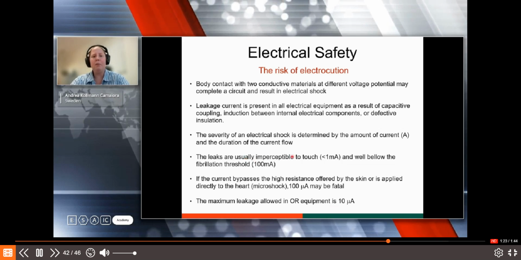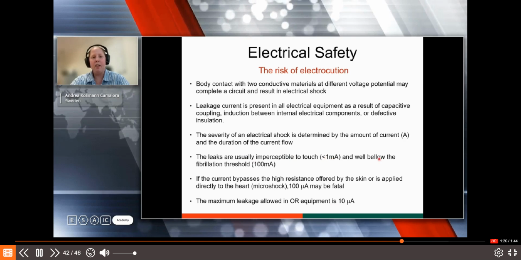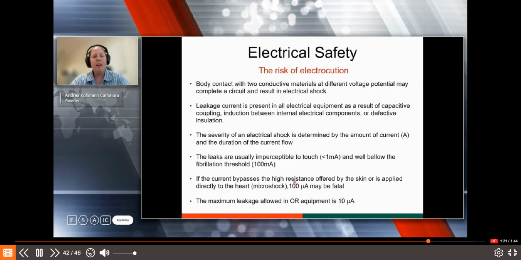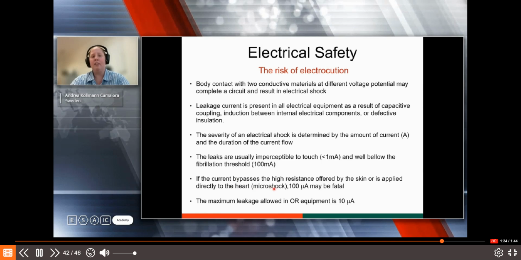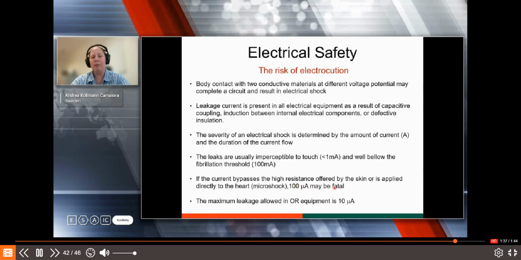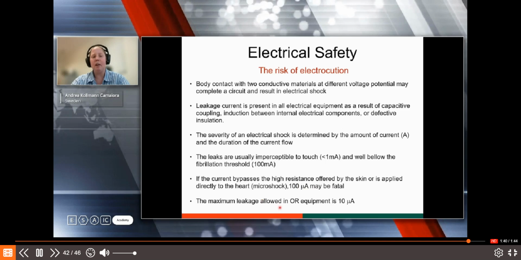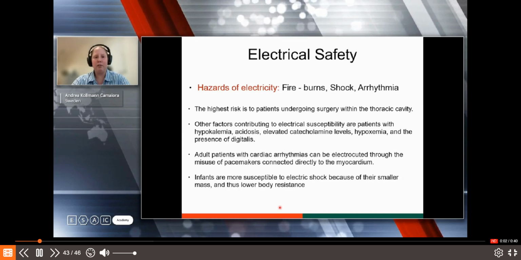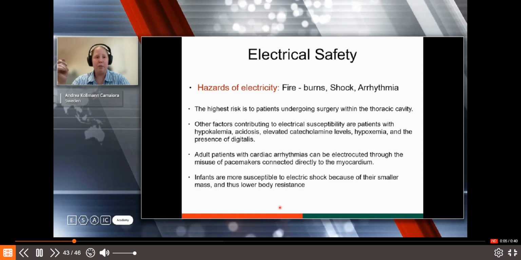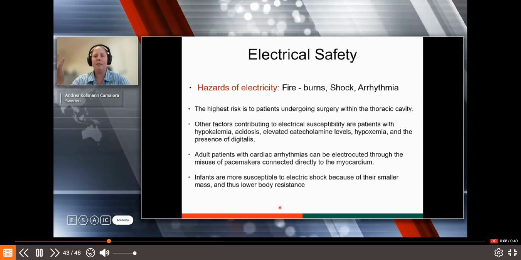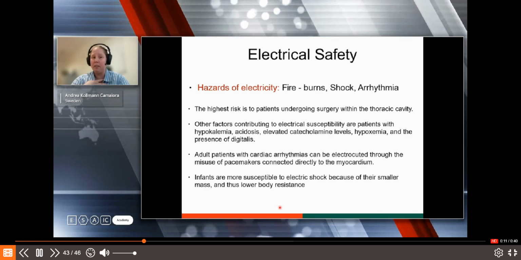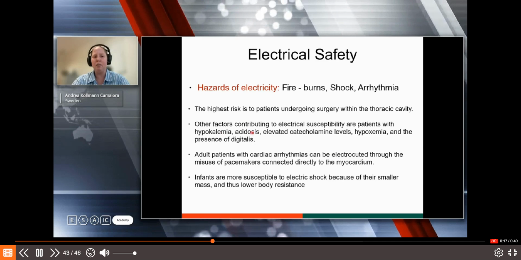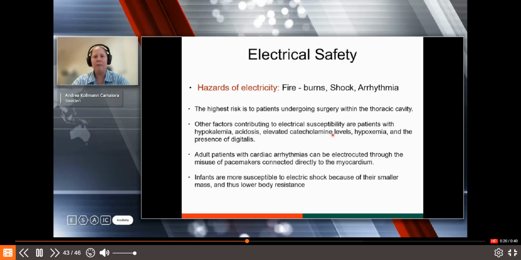So, imperceptible to touch: less than 1 milliampere. Fibrillation threshold: 100 milliamperes with intact skin. Applied directly to the heart, 100 microamperes may be fatal, and that's why the maximum leakage allowed in the operating room is 10 microamperes. Then the risks of electricity are, of course, fires, shock, and arrhythmias of the heart. The high-risk patients are those having surgeries in the thoracic cavity. Other factors affecting this are hypokalemia, acidosis, elevated catecholamines, so think of a septic patient, hypoxemia, and the presence of digitalis.